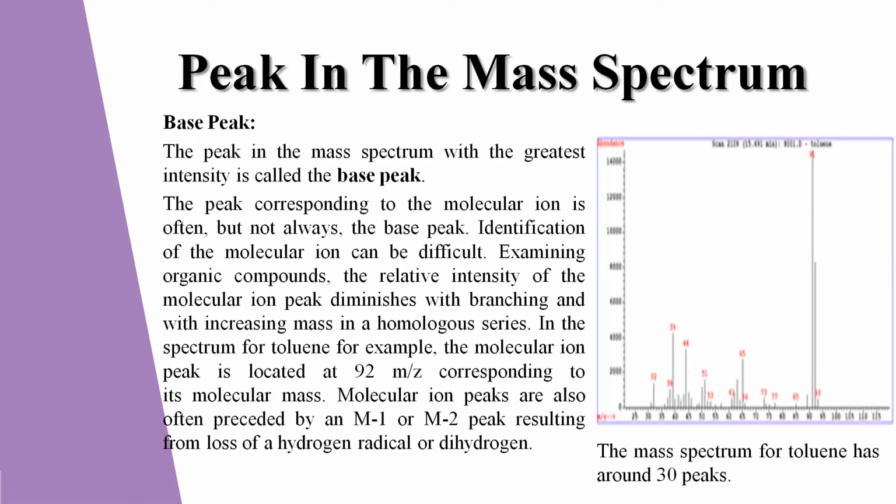Molecular ion peaks are also often preceded by M-1 or M-2 peaks, resulting from loss of a hydrogen radical or dihydrogen. In the following graph, the mass spectrum for toluene has around 30 peaks. The base peak results from spectrum normalization, consisting of the selection of the most intense signal, which is assigned the 100% value. In relation to it, a percent intensity is assigned to each signal, which represents the relative percent abundance of each ion fragment. Next, I will discuss the molecular peak.